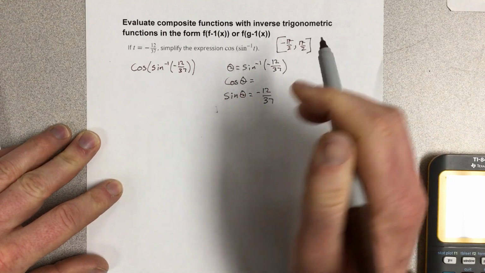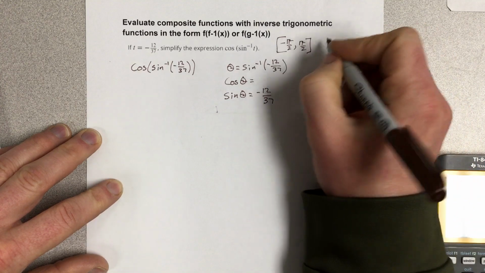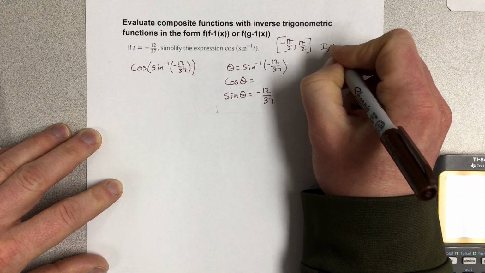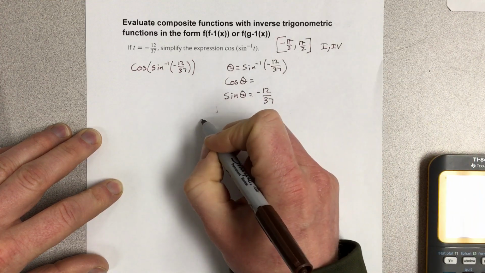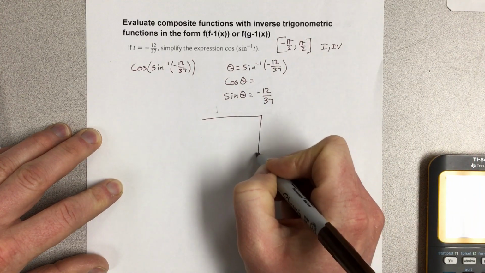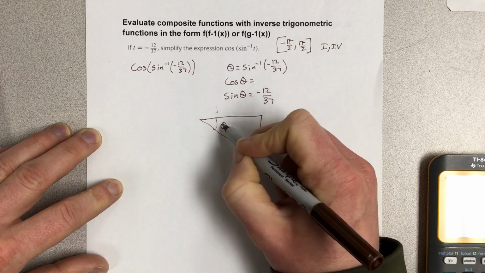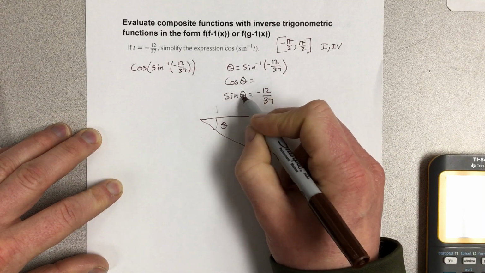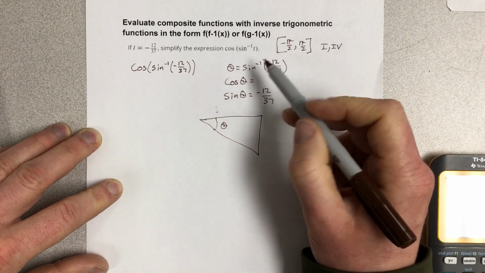And I know that this is in either quadrant 1 or 4, and sine is positive in quadrant 1, so we're clearly in quadrant 4. So we're going to draw a quadrant 4 triangle and label theta here. This theta is the same for both sine and cosine, right? The angle is the same. Hopefully you can see how I'm piecing that together.